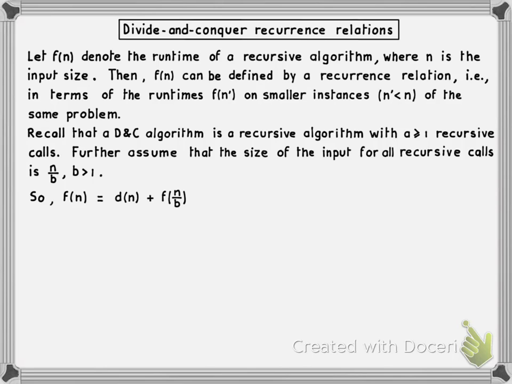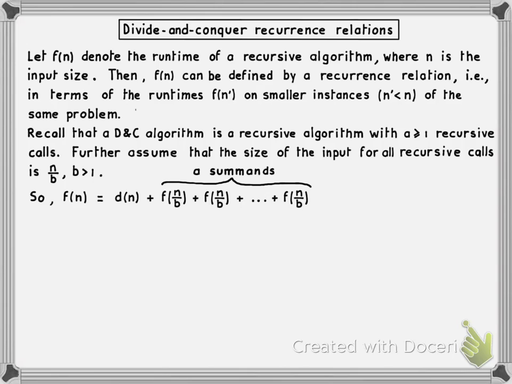But of course, there's going to be a second recursive call, at least if a is greater than 1. And the runtime of that recursive call is also going to be f of n over b, because the assumption is that all of the subproblems have the same size, n over b. And so on and so forth for all of the recursive calls. Remember, there's supposed to be a of them, so there are a sum n's in this sum.